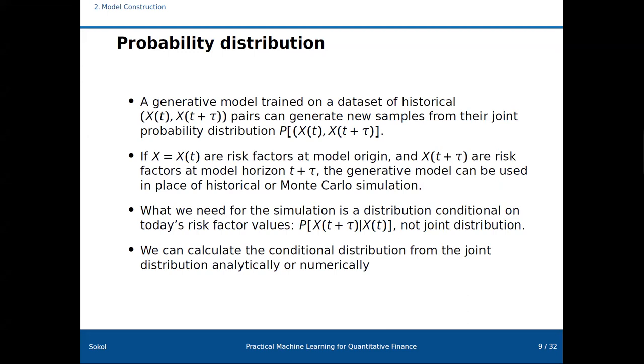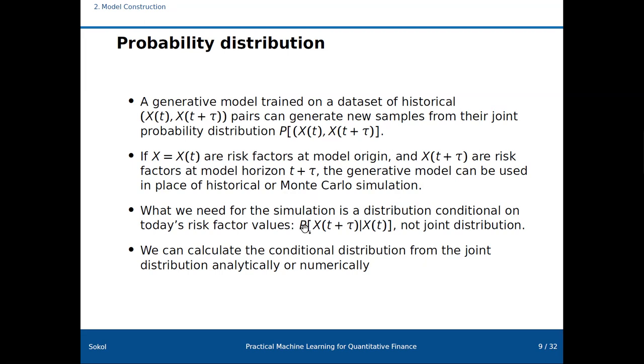Okay, now a generative model is trained on a dataset of historical pairs with time lag. So let's say short rate today and short rate after 5 years, or short and term rate today and the same pair after 5 years, or all of the forward rates today versus all of the forward rates in 5 years. Once you train the model on that, it can generate new samples from the joint probability distribution of whatever your training data is, which is both the current rates and the new rates. So if these are risk factors at model origin and these are risk factors at model horizon, then a generative model can be used in place of historical or Monte Carlo simulation.